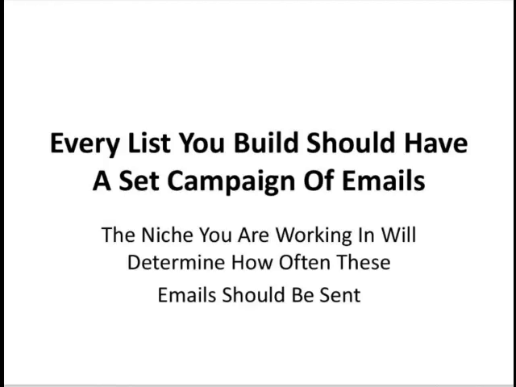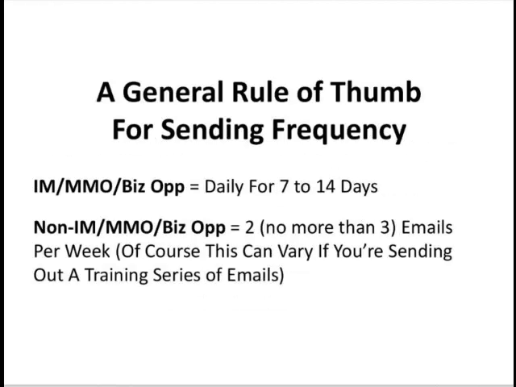Now, the niche that you're working in will determine how often these emails should be sent. Certain niches will tolerate more emails being sent to them than others. As a general rule of thumb, and like I said, this is not a catch-all that applies to everything, but in your internet marketing, make money online, and biz op type list, you can send emails daily for 7 to 14 days when somebody first subscribes to your list. They pretty much expect you to do that.